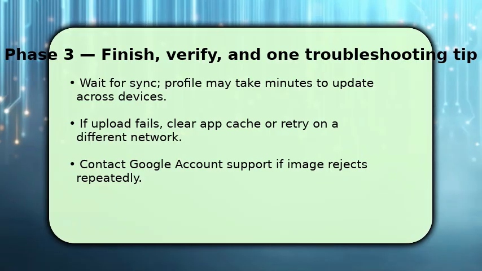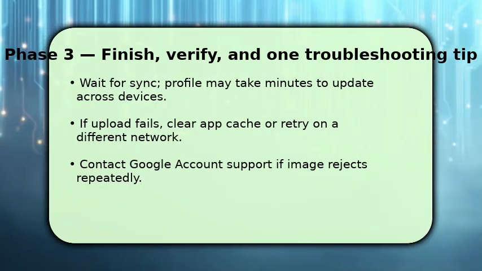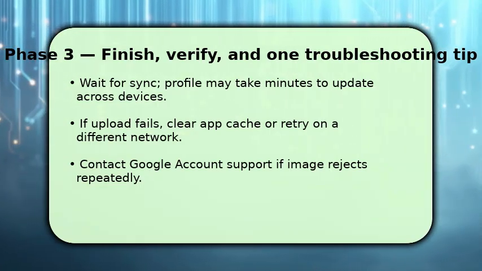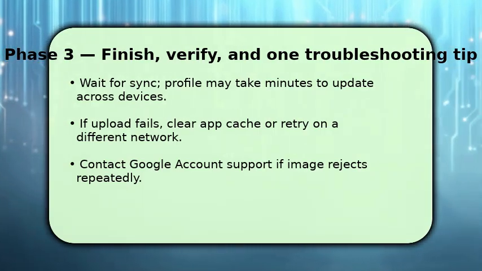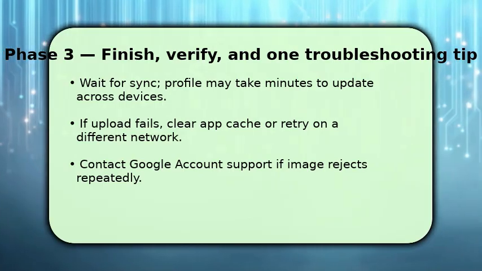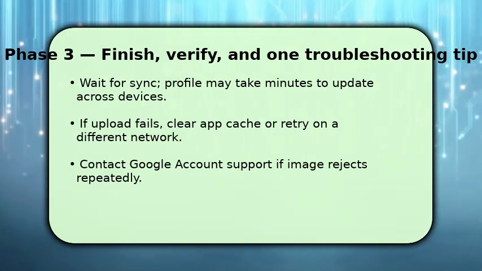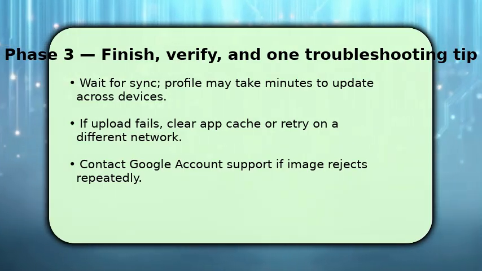If the photo fails to update, make sure the file size and format are compatible, clear the app cache, or switch networks and retry. If problems persist, sign out and back in or check Google account photo permissions. One key tip: clearing cache often fixes stuck uploads.